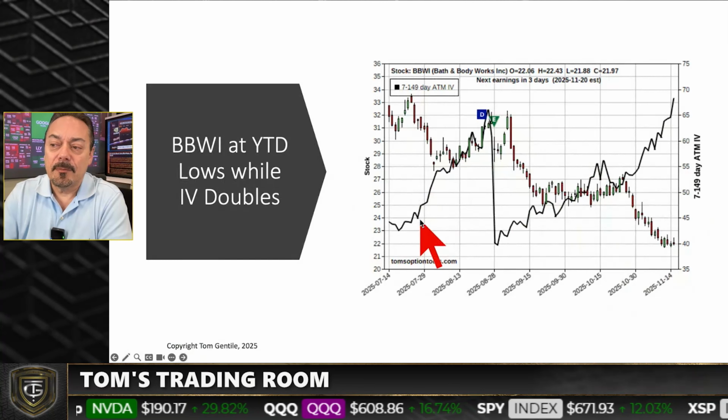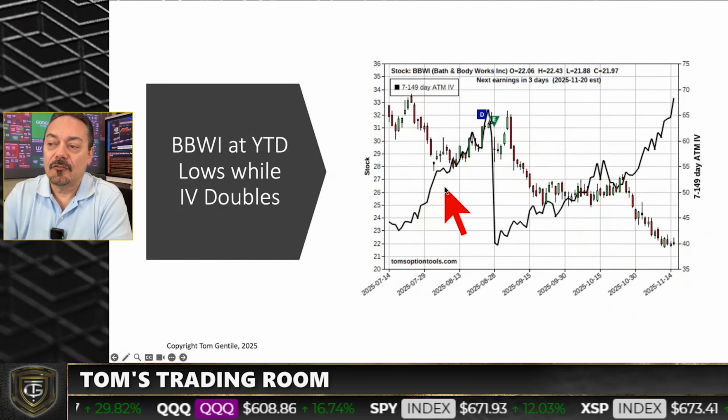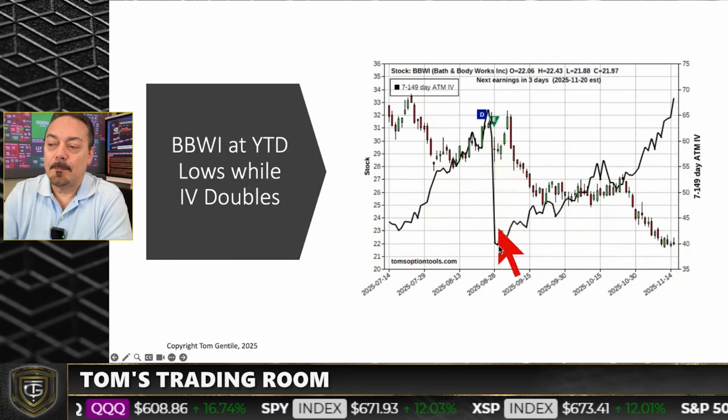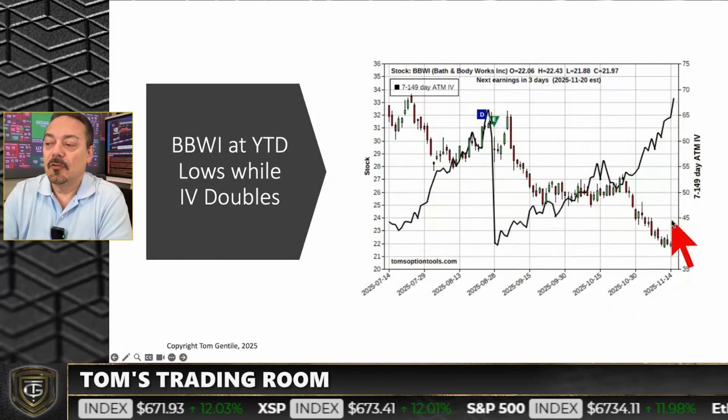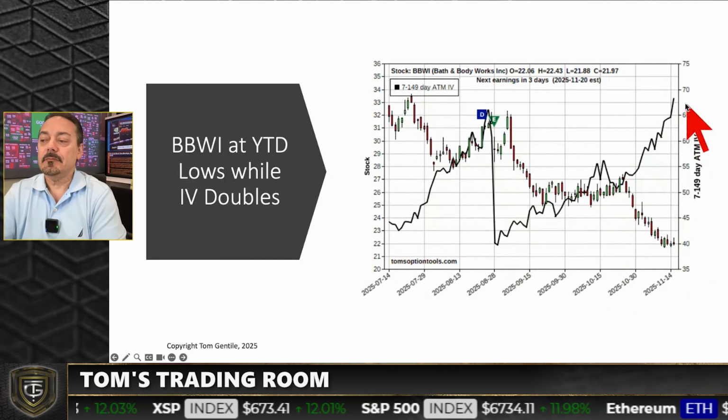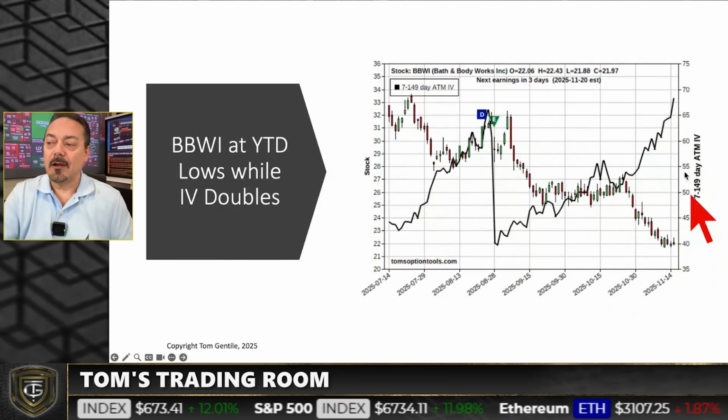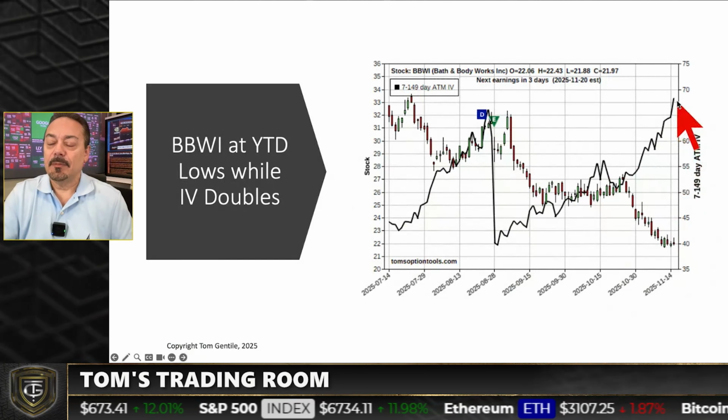The only thing going up is implied volatility. As we go into earnings, it skyrockets, then it plummets. Look what's happening in 3 days. We got earnings coming out again with the stock price trading down here in and around $22. The implied volatility is rising.